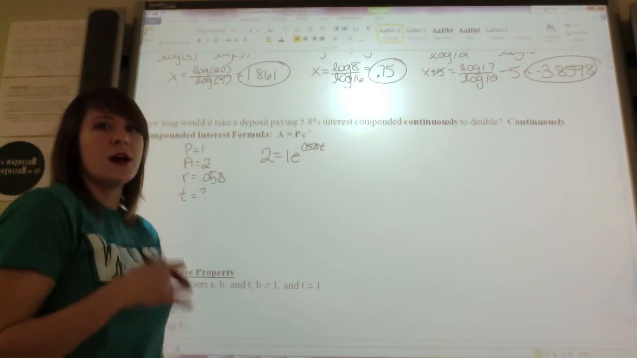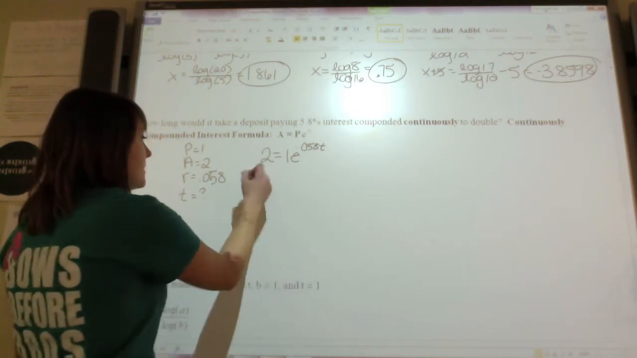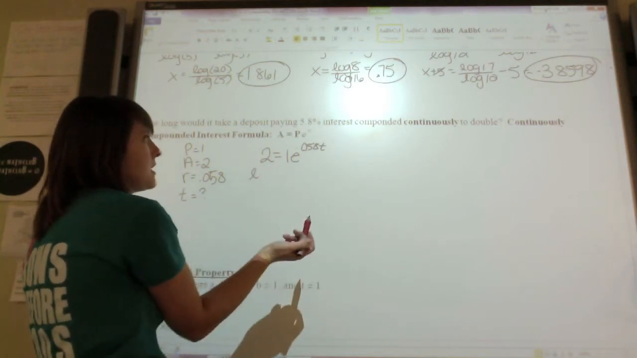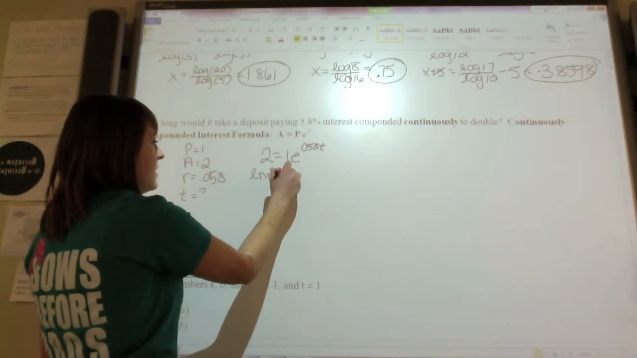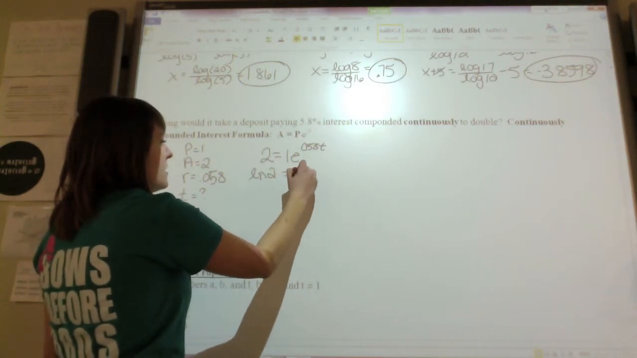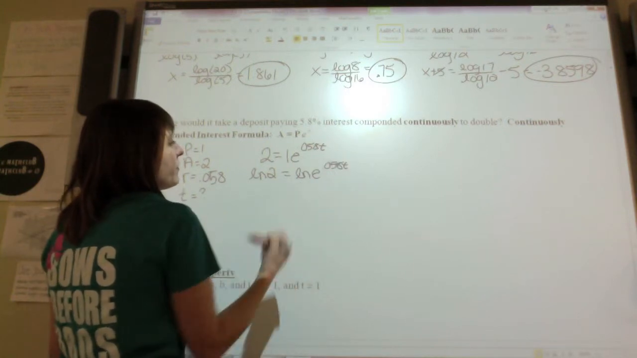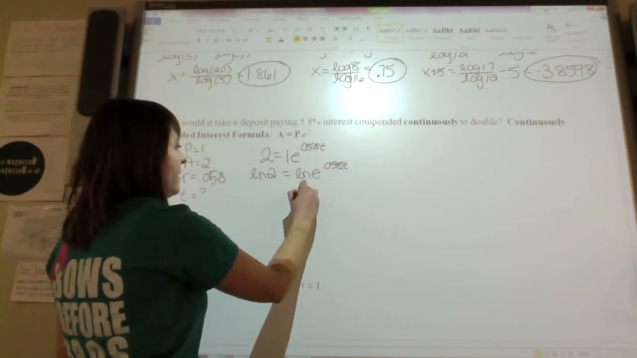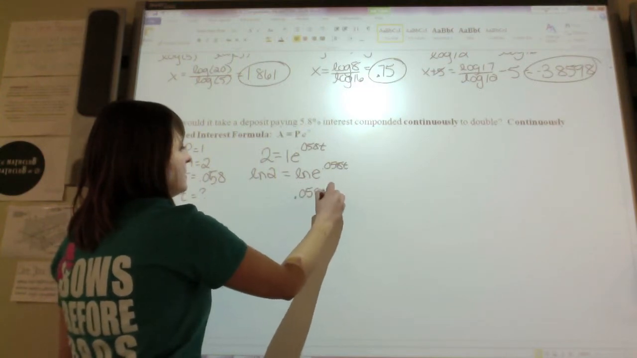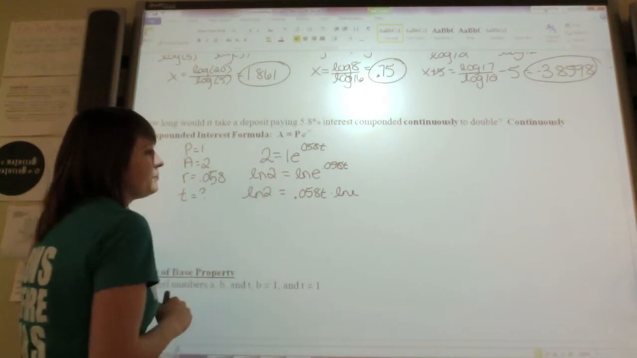So naturally, I can solve this using my logarithms. So I'm going to start by taking the log of both sides, and I'm going to take the natural log of both sides because this has a base of e. So I'll have the natural log of 2 equals the natural log of e to the 0.058t. When I take that natural log, I can move that exponent down into the front, and I get 0.058t times the natural log of e equals the natural log of 2.